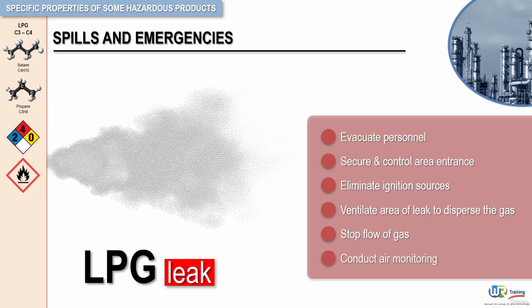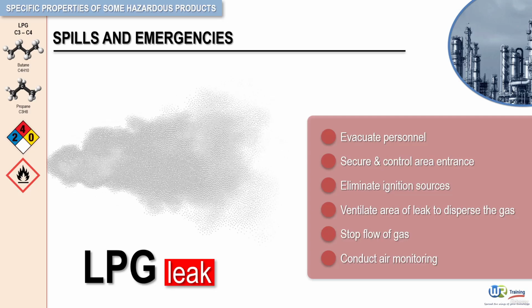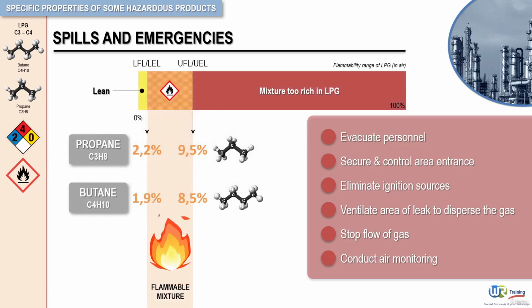Then conduct air monitoring to determine that oxygen levels are above 19.5% and that the lower explosive limit, LEL, is not being exceeded. In all cases, keep liquefied petroleum gas out of confined spaces because of the possibility of an explosion.